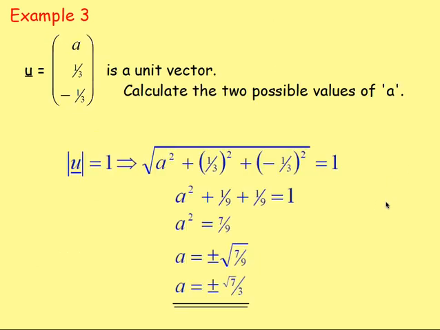Here, we were told we had a unit vector, and we had to work out two possible values of A. If you have to work out possible values of A, well, you know, just from a few slides ago, if you have A squared plus 1/3 squared plus negative 1/3 squared, you will end up with 1 because it's a unit vector. From there, you can then rearrange that to find the values of A.